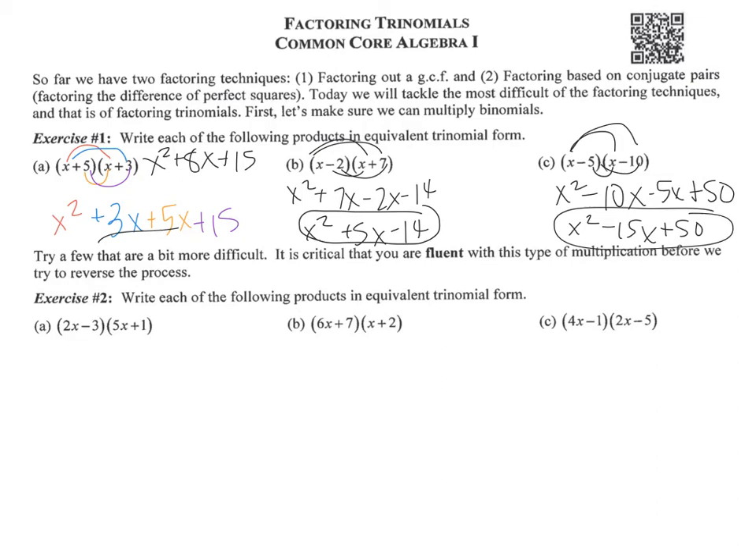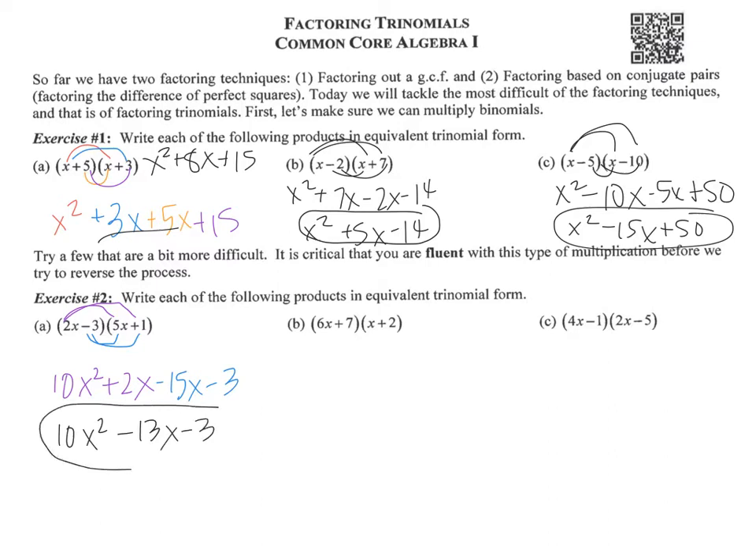So we're going to try a few more that are a bit more difficult. It's critical that you're fluent in knowing how to multiply two binomials. So 2x times 5x is 10x squared. 2x times 1 is 2x. Negative 3 times 5x is negative 15x. Negative 3 times 1 is negative 3. We need to combine like terms, so it becomes 10x squared minus 13x minus 3.